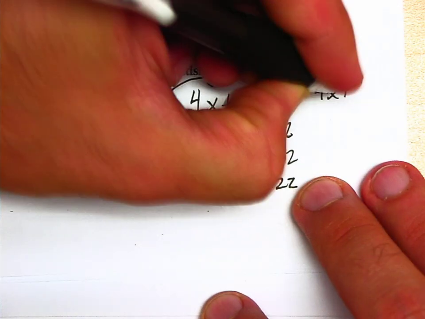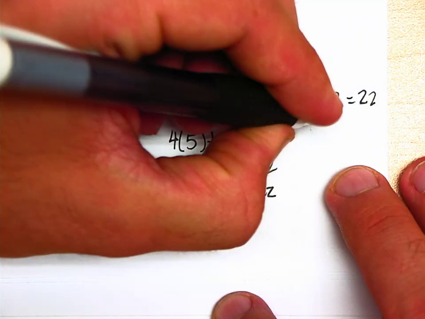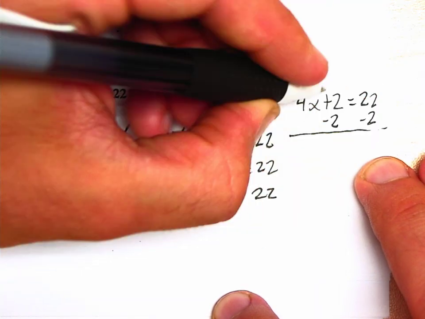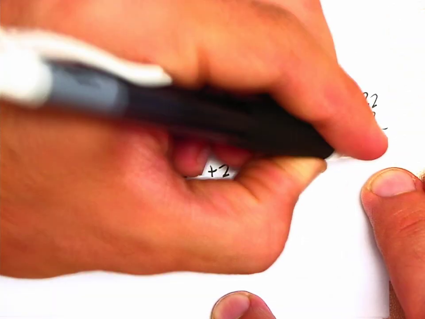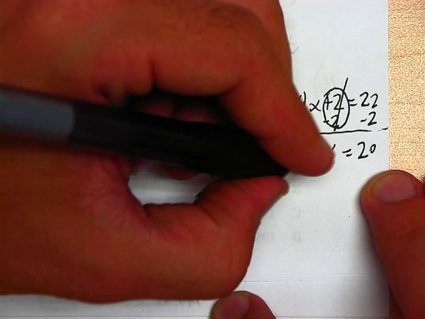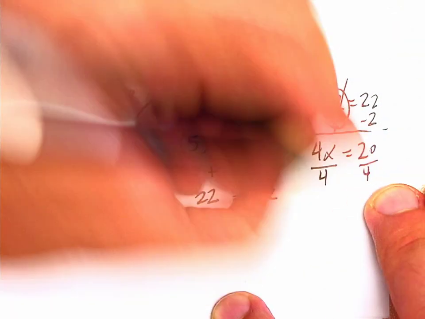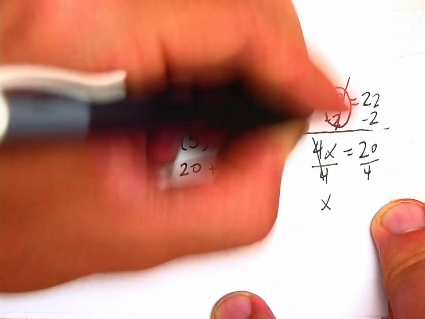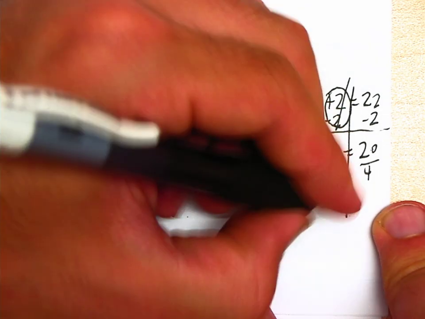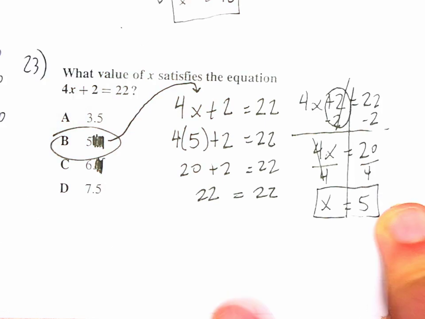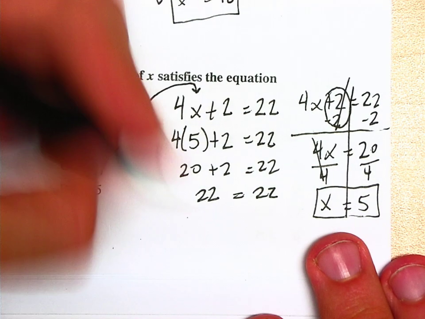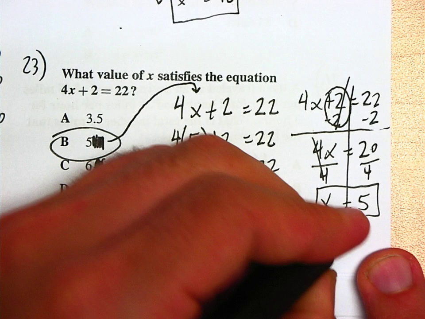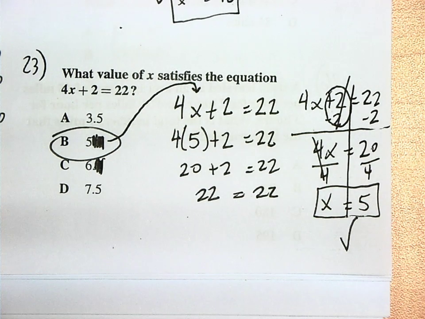I, of course, can solve this equation the way I know how to solve an equation, 4x plus 2 equals 22, by first canceling the constant, adding -2 to both sides. 2 plus -2 cancel. I have 4x is equal to 20. And then I cancel the coefficient by dividing by 4. Coefficients cancel, and 20 divided by 4 equals 5. And x equals 5. So either way you do it, either through substitution or by actually solving the equation, you should see that x equals 5.